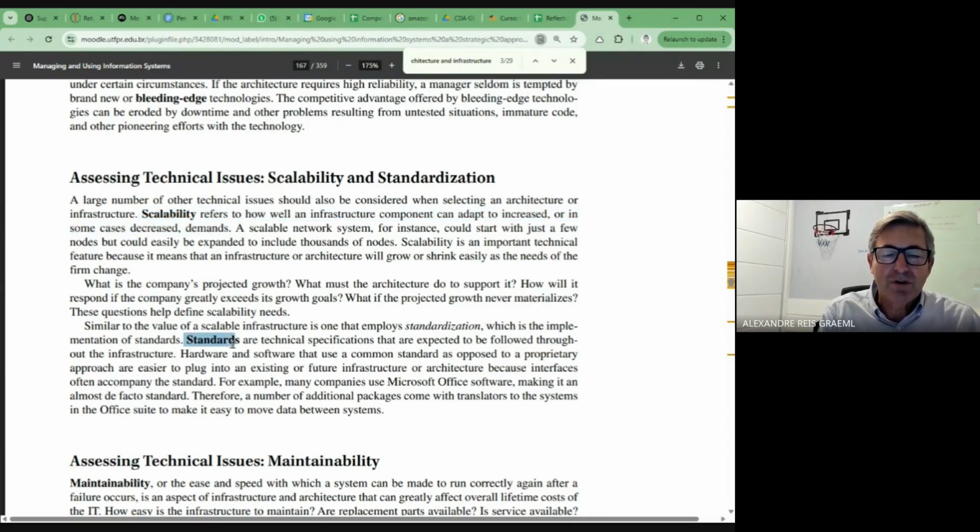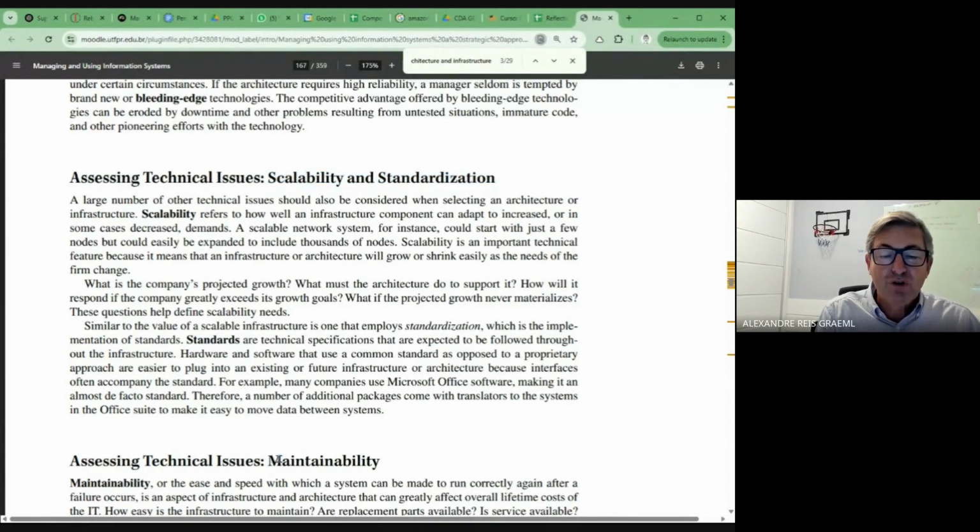And they talk here also about standards as technical specifications that are expected to be followed throughout the infrastructure. Again, important, the definition of standards also relates to the possibility of modularizing systems, of making sure that there are parts that, if replaced, can be replaced by others that have the same function, and that things are going to work. The same way, you should consider scalability and standardization.